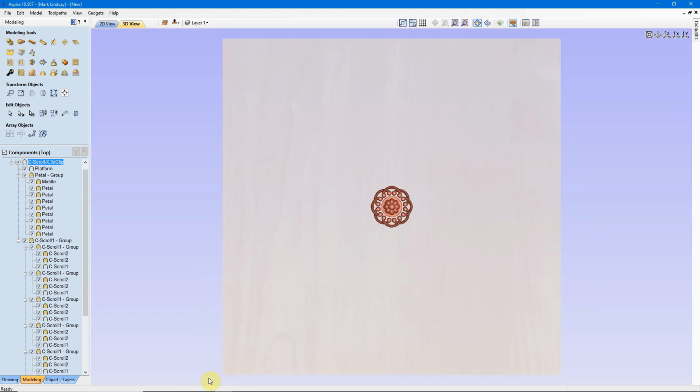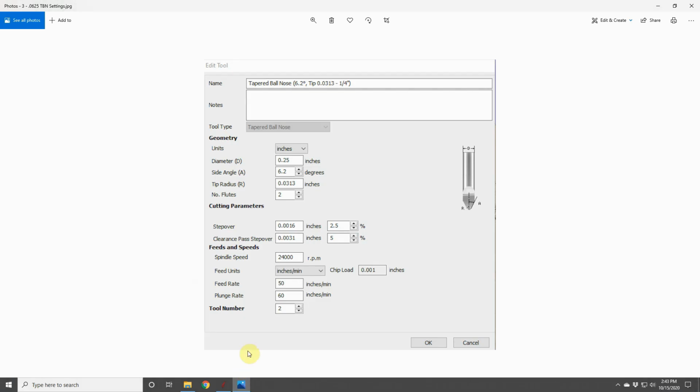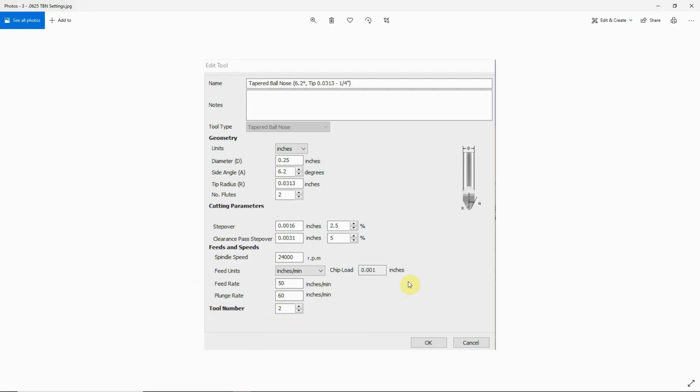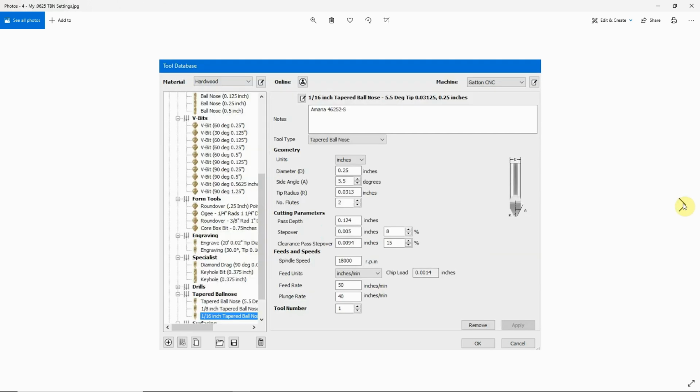It does. Now, by comparison, again, I'm not recommending any of these settings, but by comparison, if we look at my 1/16 of an inch tapered ball nose, the last time I used it, I ran an 8% stepover. Now, that's only 5 thousandths of an inch of a stepover. That's still pretty tiny, but I was doing a small model at the time. This right here is more than triple the stepover that he had in his setup.